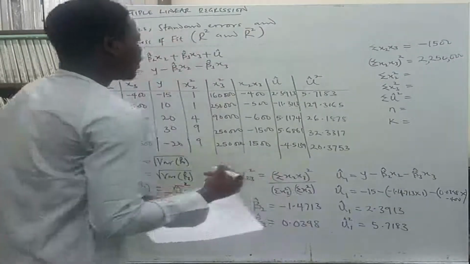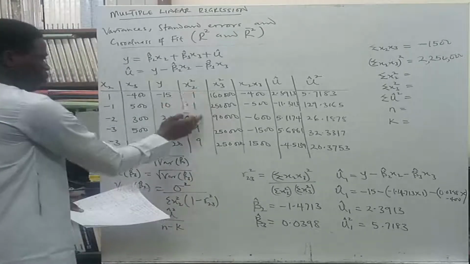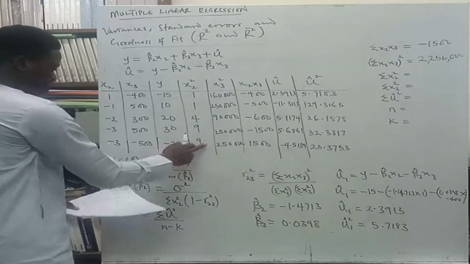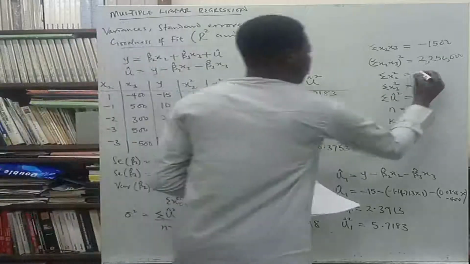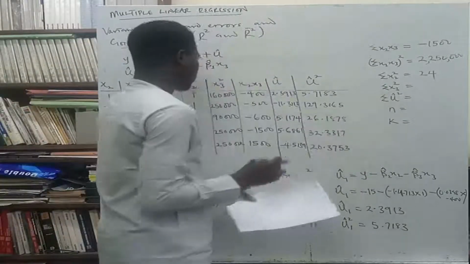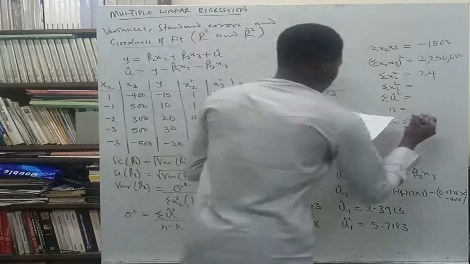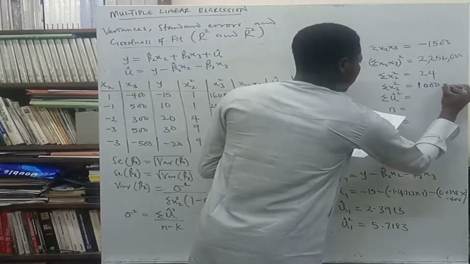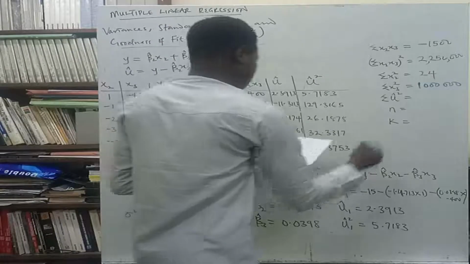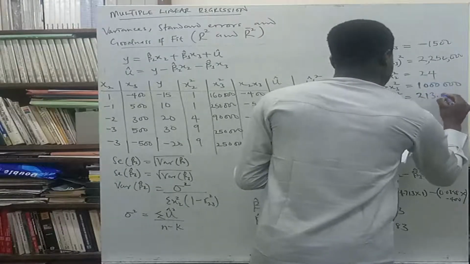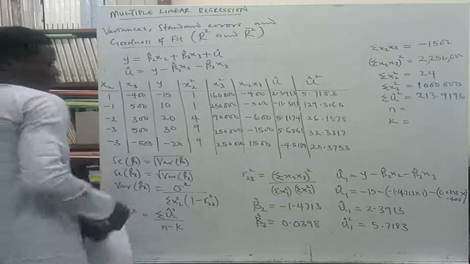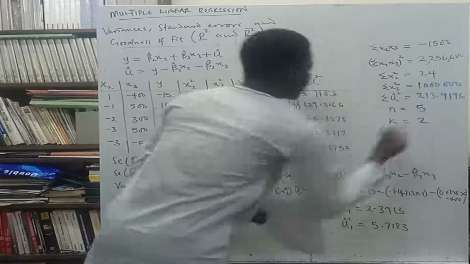Then summation of x2 squared, that's 1 plus 1 plus 5, that's 6, plus 9, that's 15, plus another 9, that's 24. So we are going to sum this up. Then the summation of the u hat that we have here, that should give 213.9196. Then our n, the number of observations, 1, 2, 3, 4, 5. Then the k, number of parameters to be estimated, that's 2.